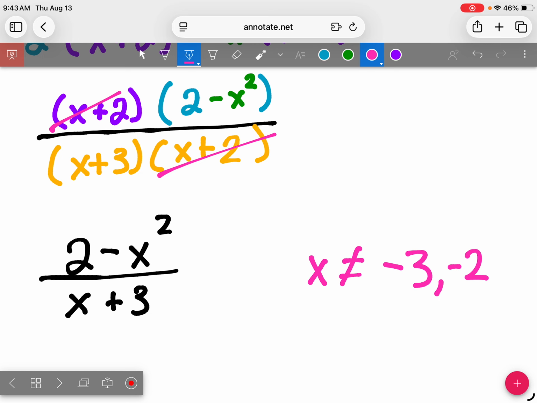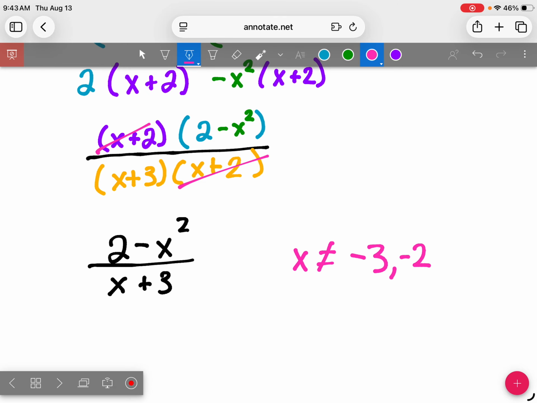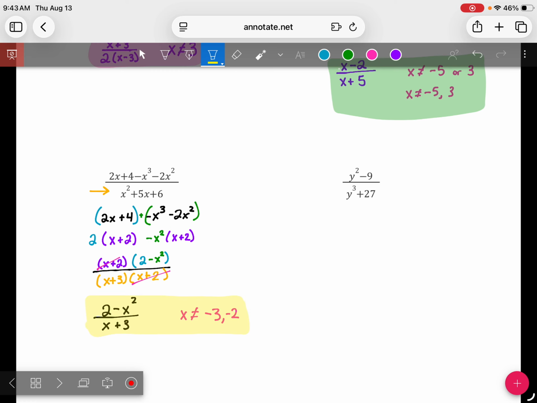Okay? We'll work with this a little bit more, and then we'll get into some operations with these rational functions tomorrow.